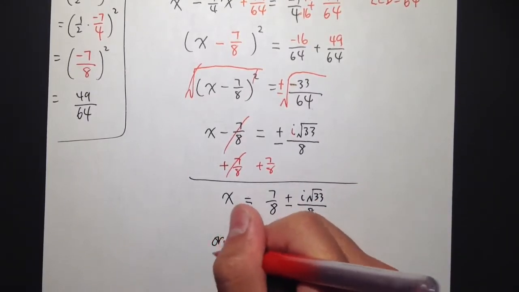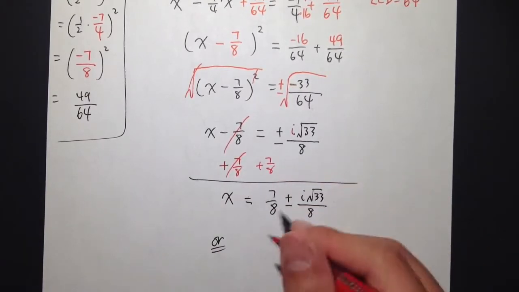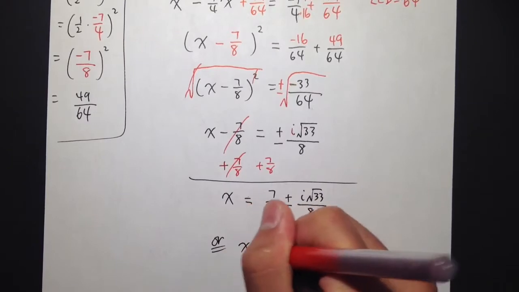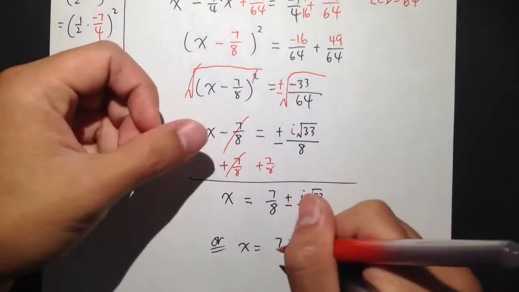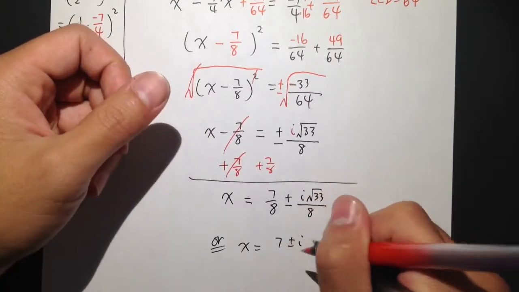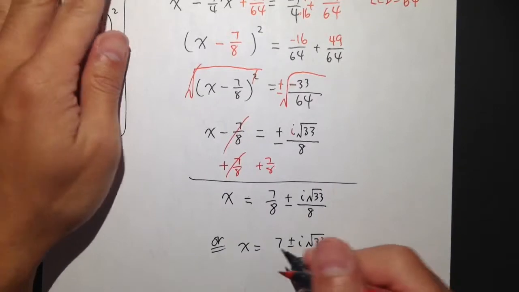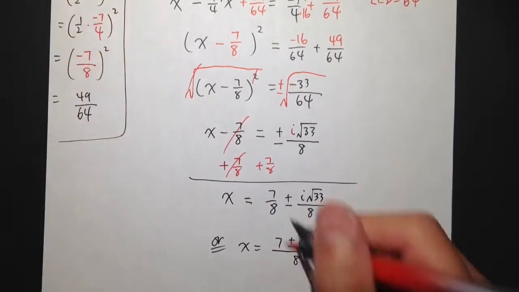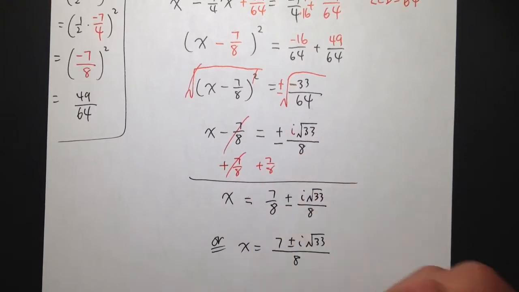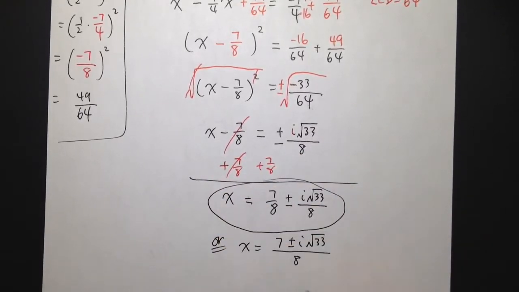And you can also think that some other people may combine these two expressions and write it as, also another way to write this is 7 plus minus i square root of 33. Since the denominators are the same, we can also put it as all over 8. So either one you circle will be the answer. So let me just circle this one. Or you can also write the answer in this way.